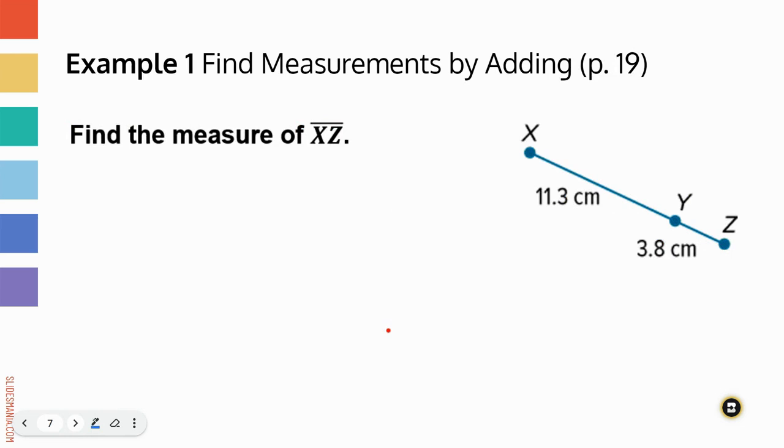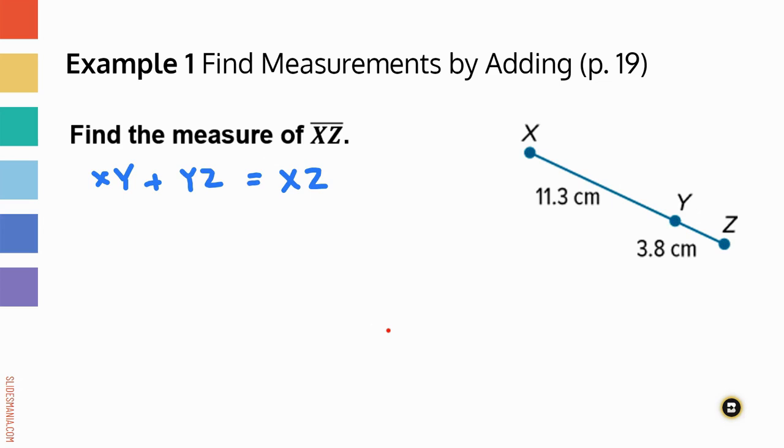Okay, example 1, this is on page 19. We want to find measurements by adding. So find the measure of xz. We have the measure of xy, and we have the measure of yz. So we know that xy plus yz is going to be equal to the total measure of xz. Anytime I don't put segment lines above it, it's specifically talking about the measure. So if it's talking about the measure, we don't put a symbol above it.